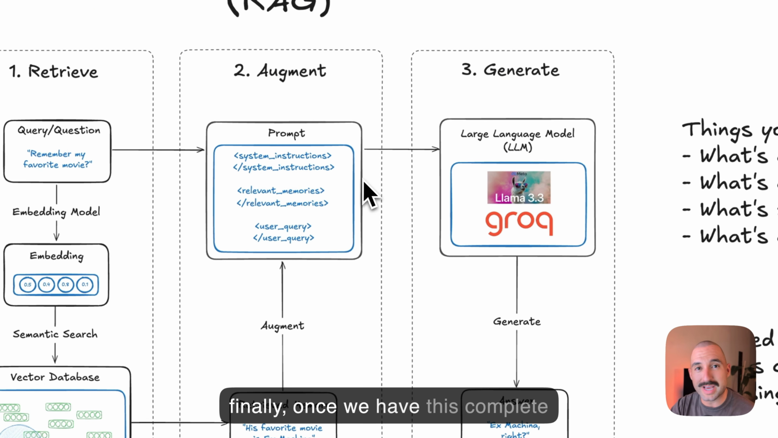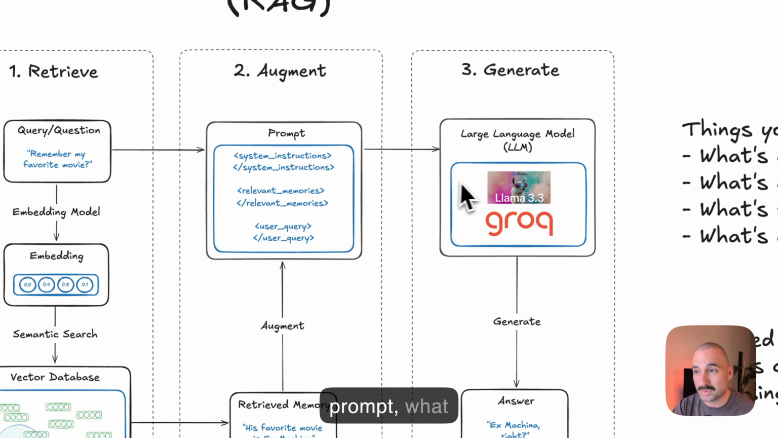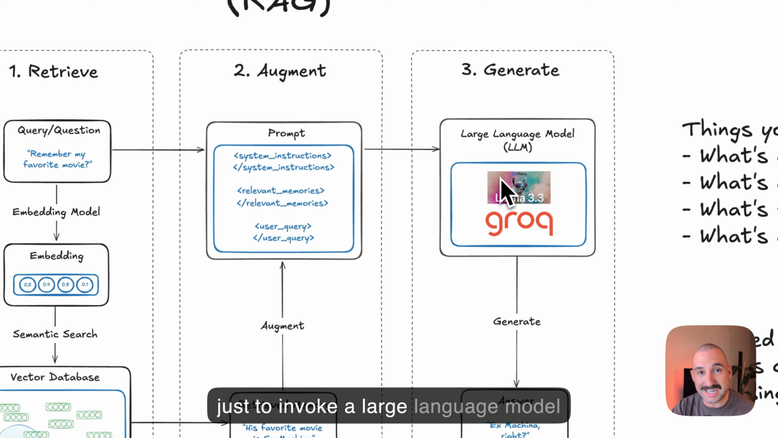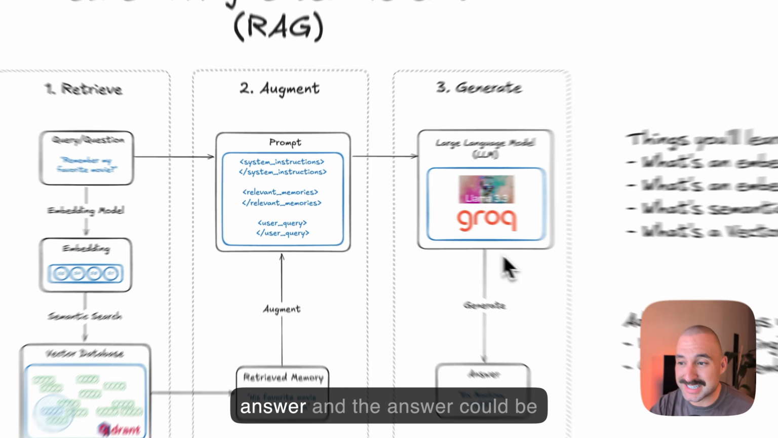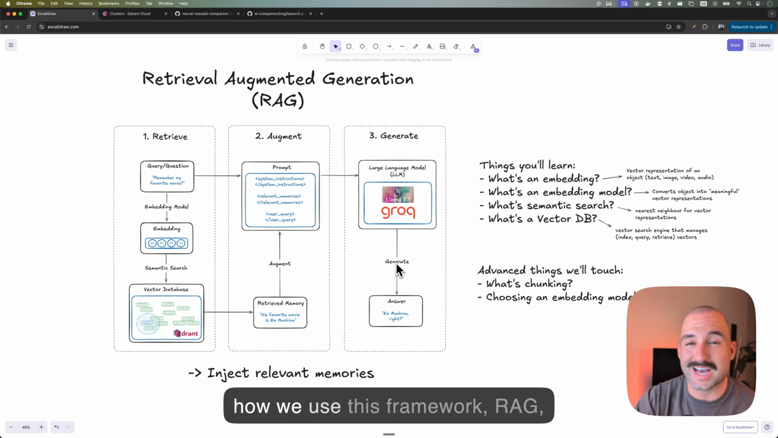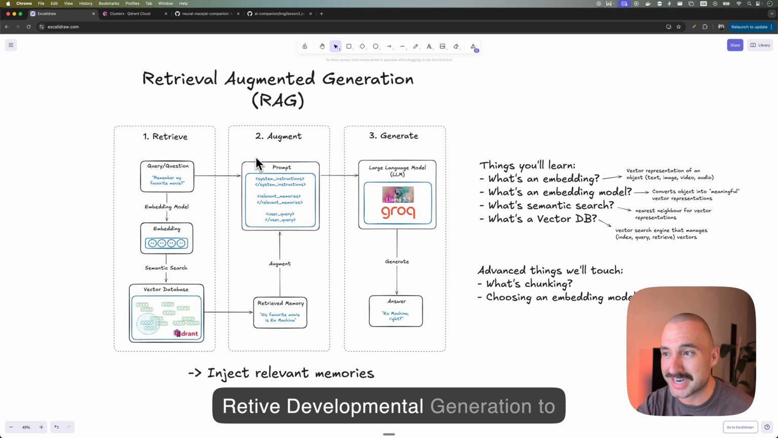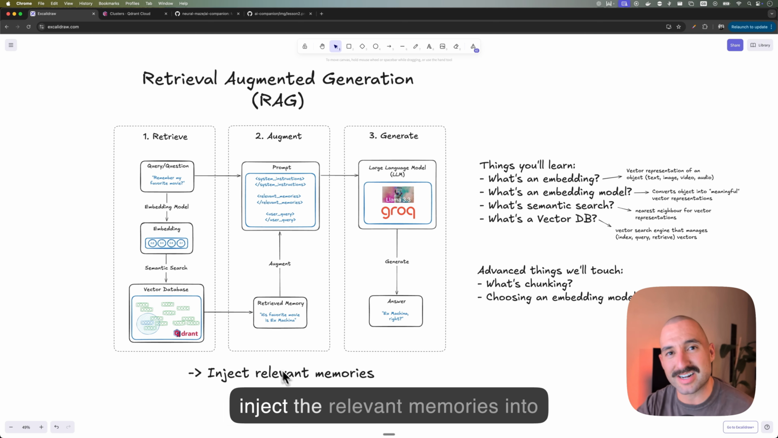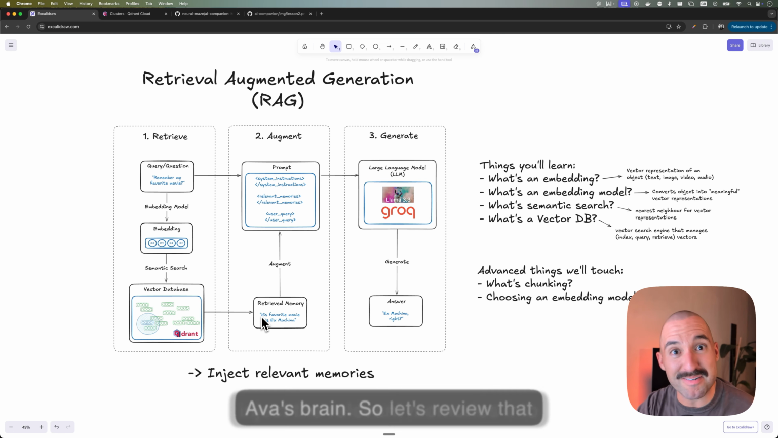And finally, once we have this complete prompt, what we do is just invoke a large language model. In the case of Ava, we are using Llama 3.3 via Groq, and we just invoke this model to generate an answer. And the answer could be something like Ex Machina, right? So this shows how we use this framework, RAG, Retrieval Augmented Generation, to inject the relevant memories into Ava's brain.